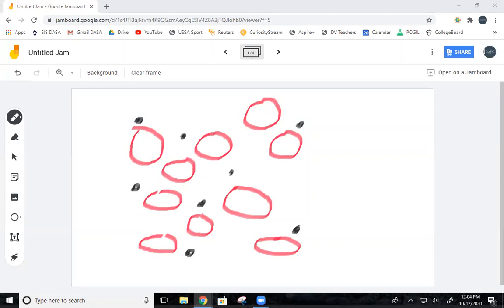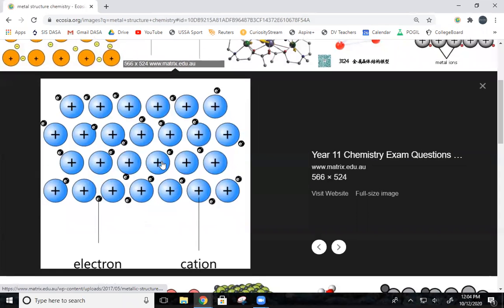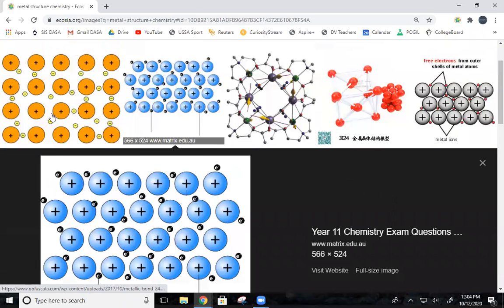So if we look at this image really quick, you can see we have the metal ions, the positive cations, and the electrons are really kind of just free to move.